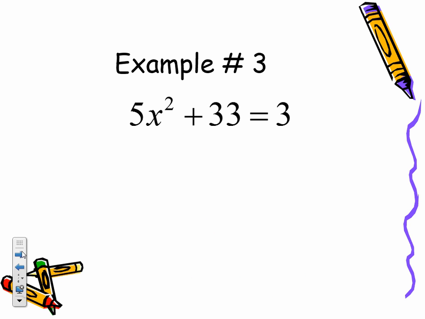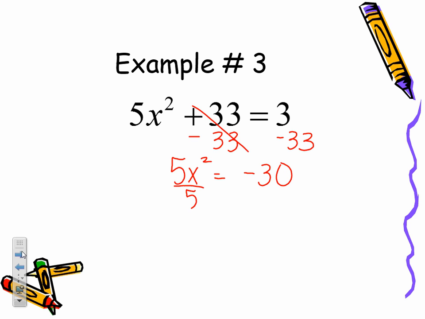Here's a third example. Here we go. Minus 33 minus 33. 5x squared equals negative 30. Divide by the 5. Divide by the 5. x squared equals negative 6. Square root, uh-oh. What number squared makes negative 6? Nothing. You can't square a number and get a negative answer.